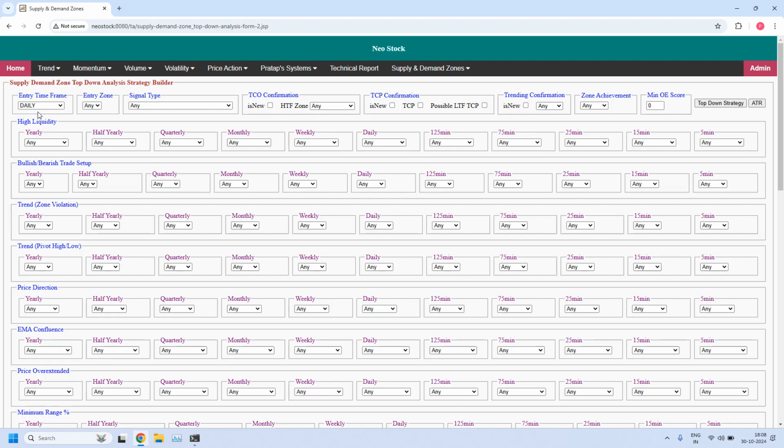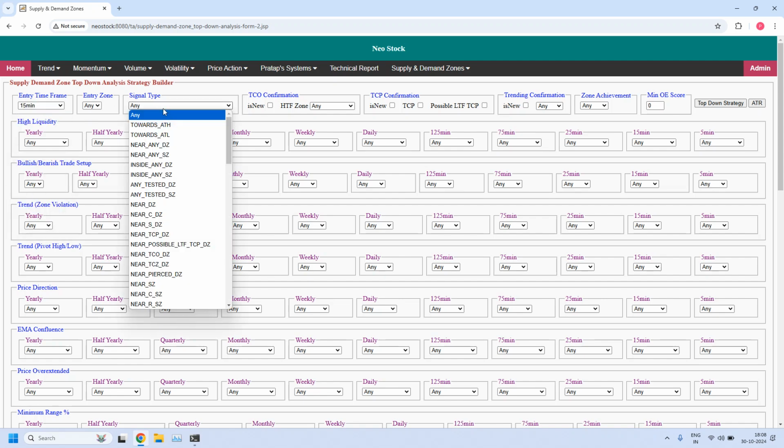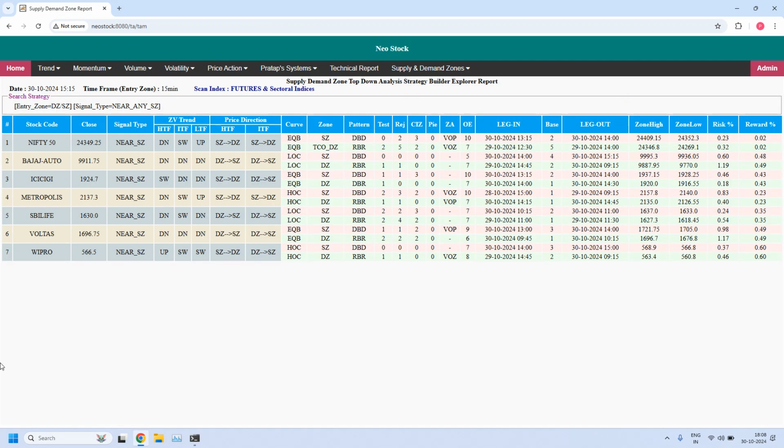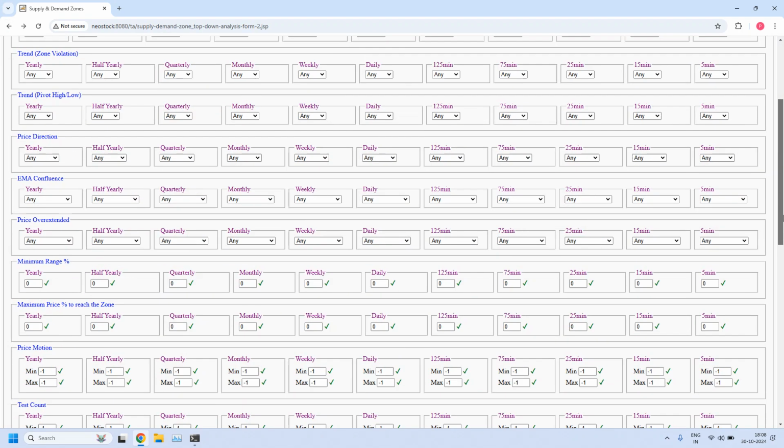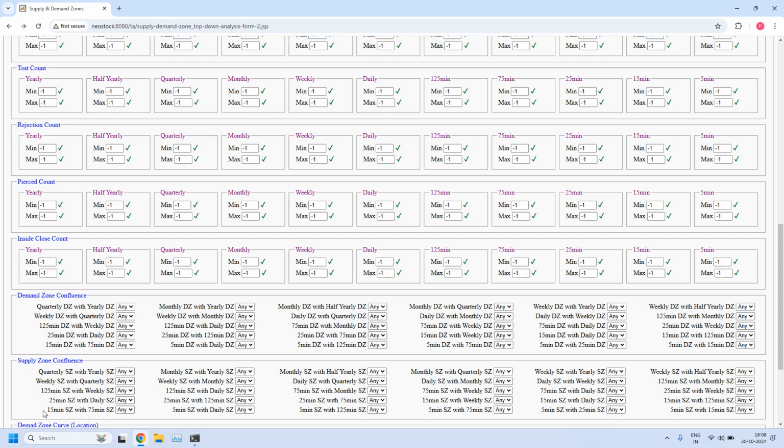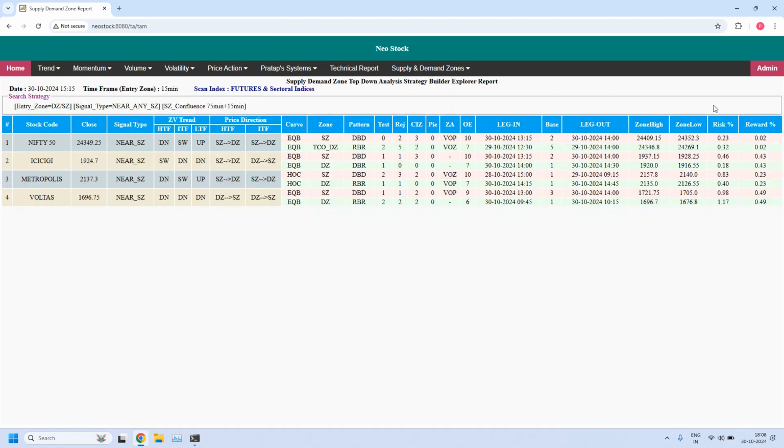Okay, next for 15 minutes time frame, let's find the stocks near 15 minutes supply zone. 7 stocks are filtered near the 15 minute supply zone. Let's verify any of these supply zones are having a confluence with ITF supply zone. That is 15 minute supply zone confluence with 75 minute supply zone confluence. I am enabling that filter. Let's verify. 4 stocks. These 4 stocks are having ITF confluence. That means 15 minute supply zones are part of the 75 minute supply zone.